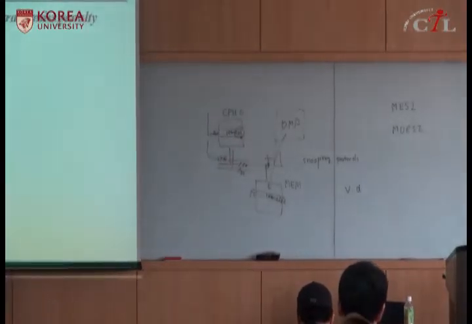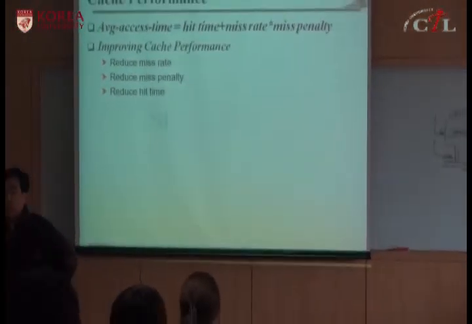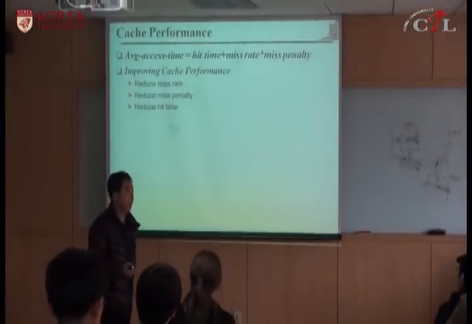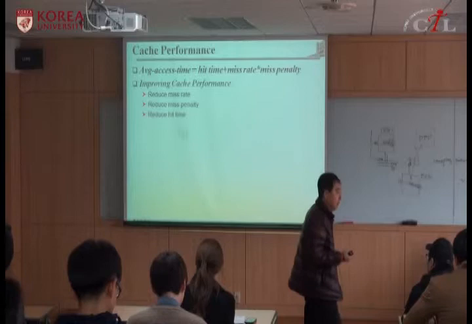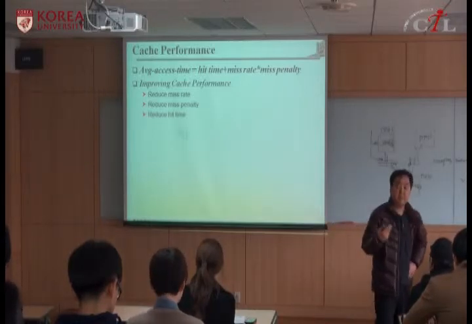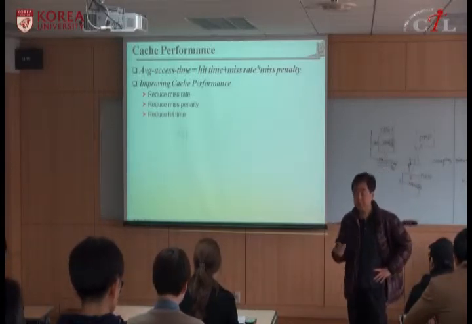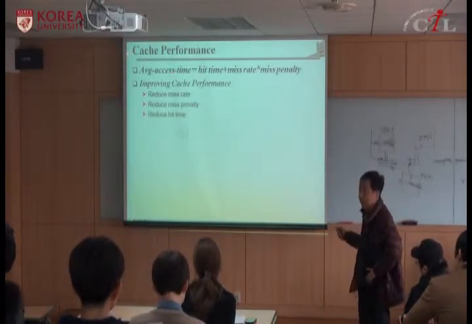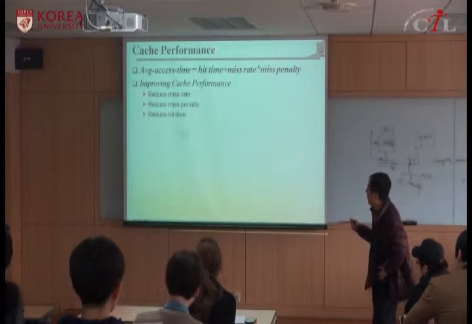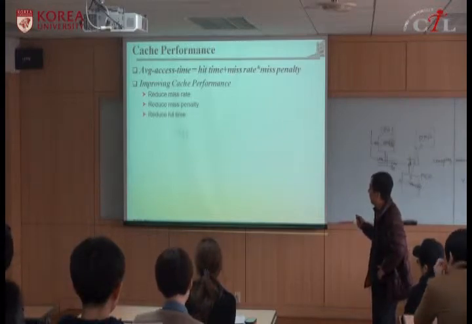So cache performance can be viewed as average memory access time. You are trying to reduce this average memory access time, because if the memory access takes longer, it will slow down your processor. Okay? Average memory access time, the equation is hit time plus miss rate times miss penalty.